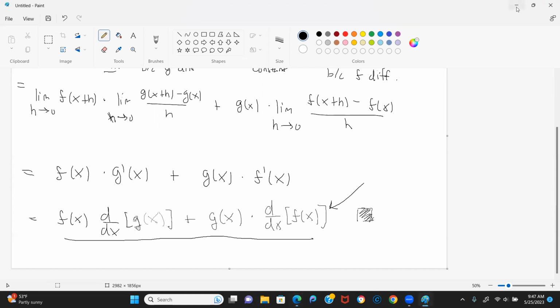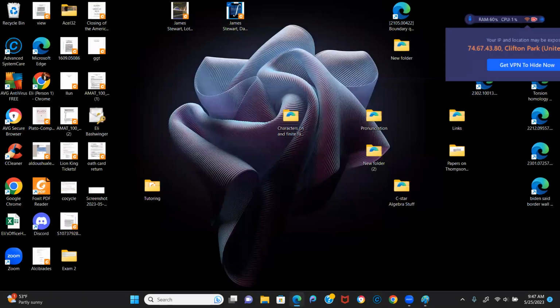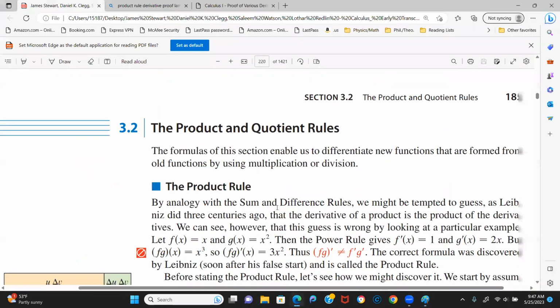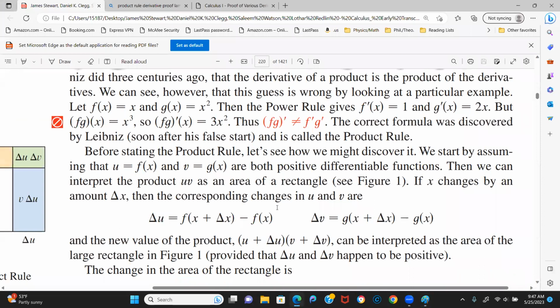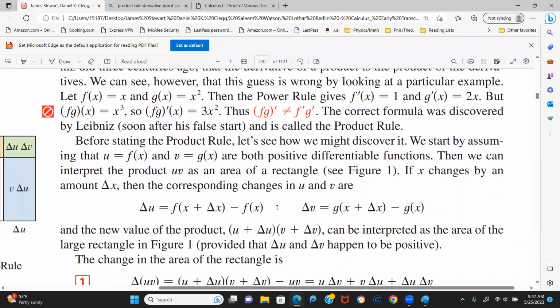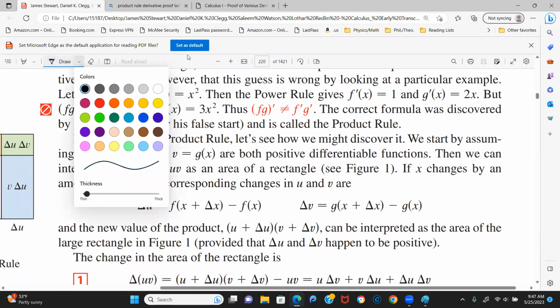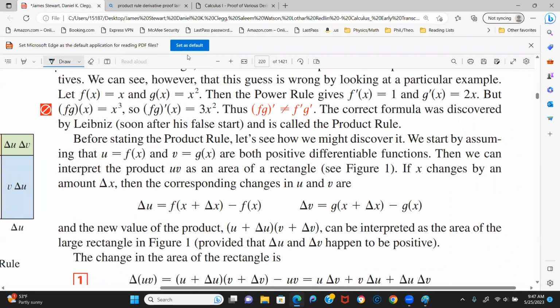So let me pull up the book now. Here's what we're going to do. This is the product rule. We're going to look at a special case just to get some intuition. We're going to let u be f of x, v be g of x, and we're going to just assume that these are positive differentiable functions. That's not a huge restriction to assume.